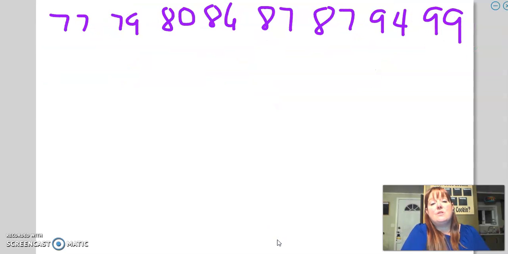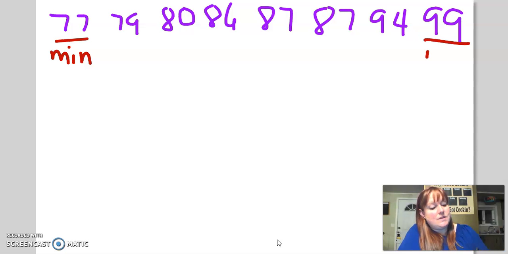Here's the next set of data that we want to find the 5-number summary for. Again, we're going to find the minimum, the first quartile, the median, the third quartile, and the maximum. So the first thing we do is we need to find the minimum and max. These ones are easy. This is our min because we already have it in order, and this is our max. All you have to do is put them in order, and you can find min and max really quickly.